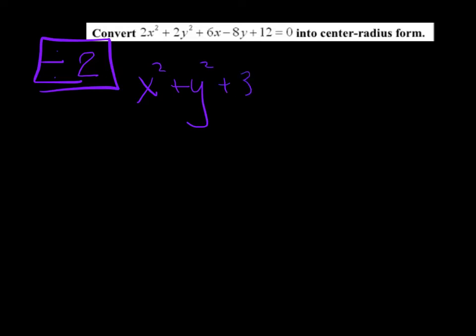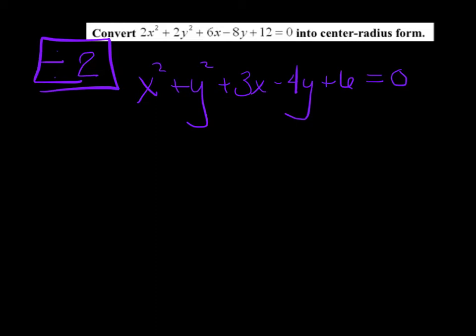Alright, so I'll lead you off in the first step, and then we'll pause it and try it on our own. But here's a great example where that leading coefficient has to be a 1. So my first move, before I organize anybody, is to divide every term by 2. So I'm going to say this is really x squared plus y squared plus 3x minus 4y plus 6 equals 0. So again, I did not factor out a 2, I divided every term by 2.